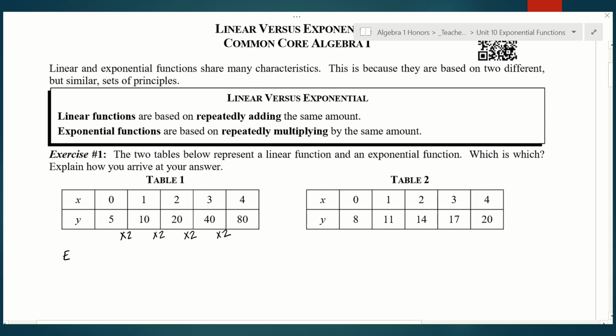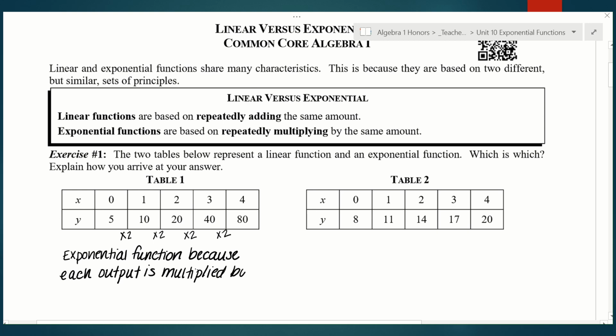Okay, so let's say it's an exponential function, because each output is multiplied by 2 to get the next output.